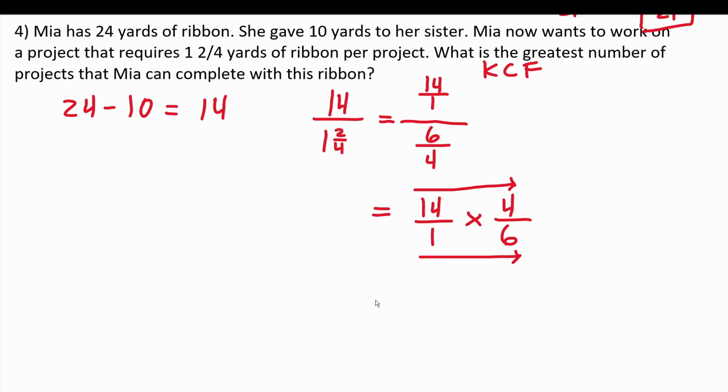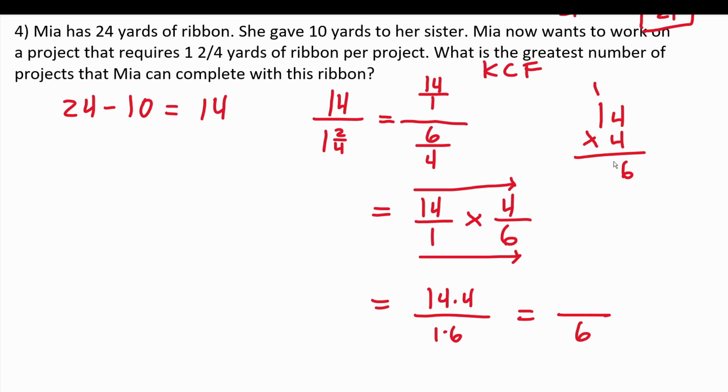That is to say, you do 14 times 4 like this, and then 1 times 6 like that. Of course, 14 times 4 is something I'm going to work off to the side, whereas 1 times 6 is pretty easy. It's just 6. So let's do 14 times 4 right here. 4 times 4 is 16, carry a 1. 1 times 4 is 4 plus 1 is 5. So this is 56 over 6.